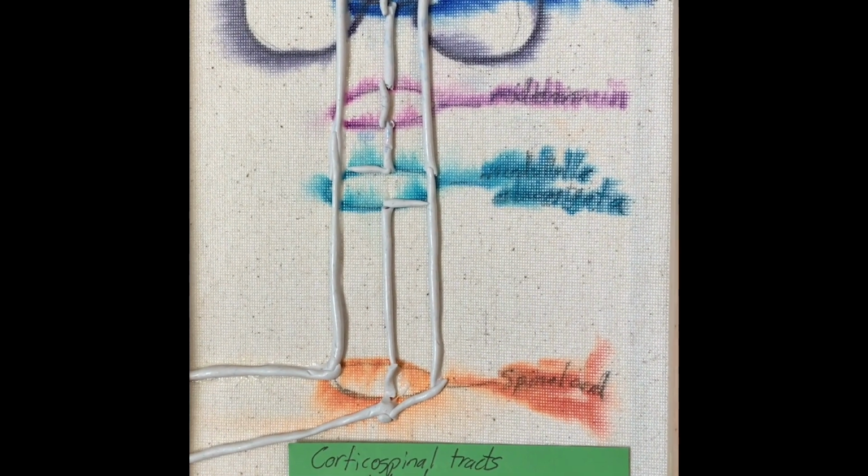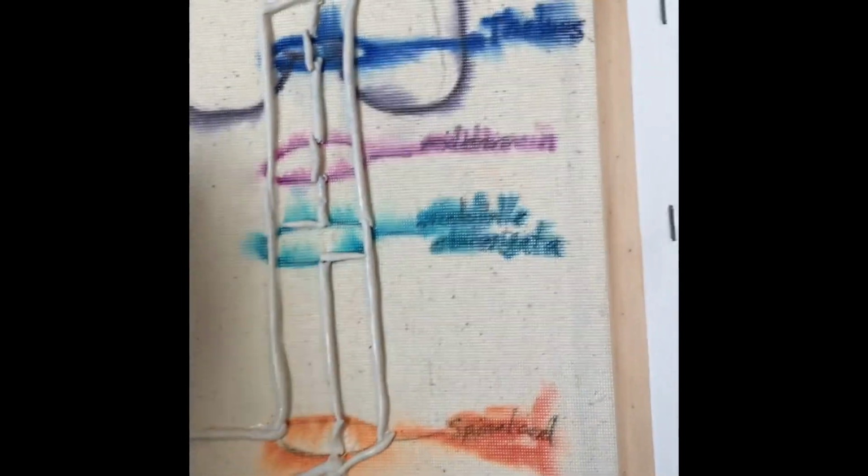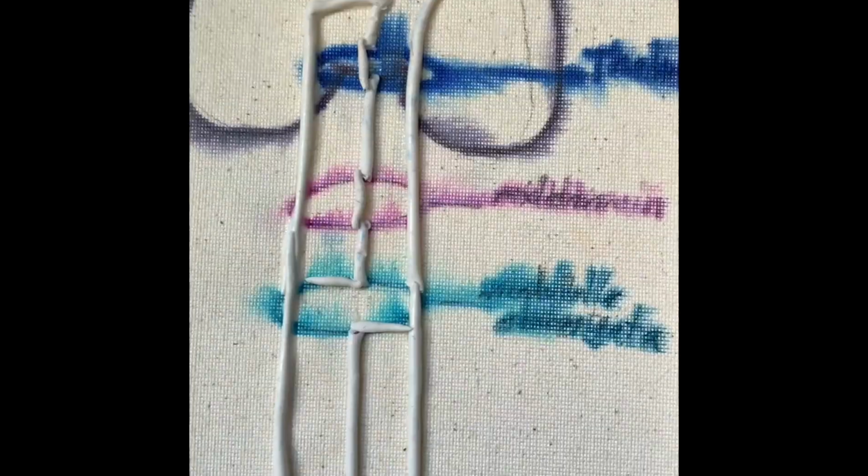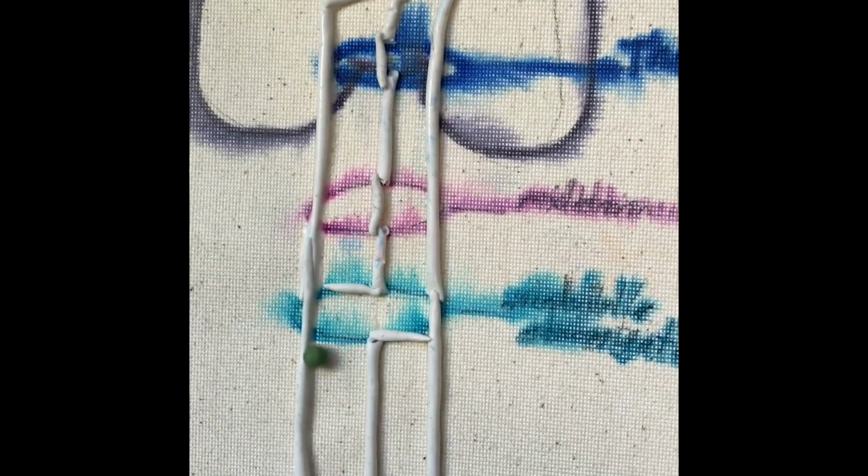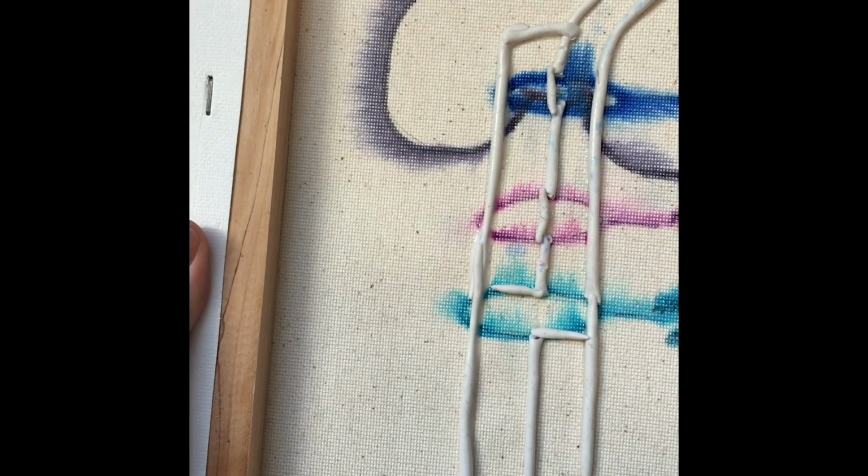Both corticospinal tracts receive input from the motor cortex. That signal travels down to the medulla, crosses over, and out to the effector tissues.